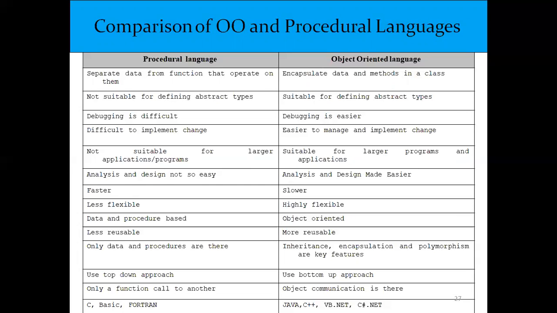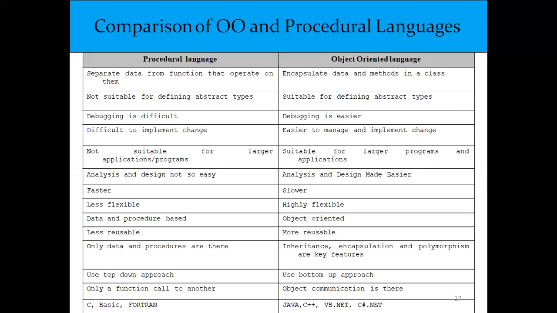Procedural language is less reusable, whereas object-oriented programming is more reusable. Only data and functions are available in procedural languages, whereas in the OOPS concept, inheritance, encapsulation and polymorphism are the key features. As I mentioned, procedural language works with a top to bottom approach, whereas object-oriented programming works with a bottom to up approach. In C, a procedural language, a function is called only by some other function; for example, main will call some function like addition or subtraction.